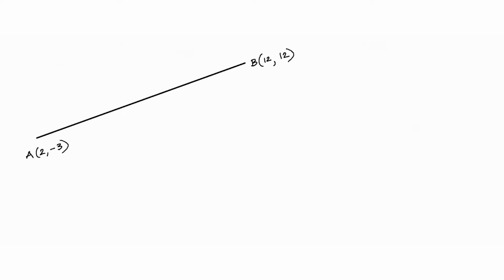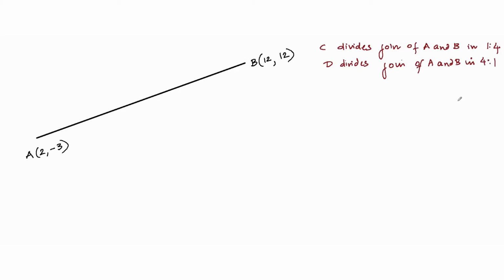Let's consider a line segment AB. A has coordinates 2, -3 and B has coordinates 12, 12. Let us say that C divides the join of A and B in the ratio 1:4, whereas D divides the join of A and B in the ratio 4:1. Let us now use the section formula to find the coordinates of C and D.